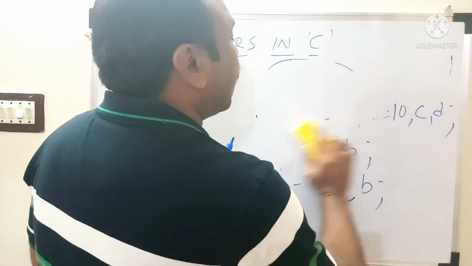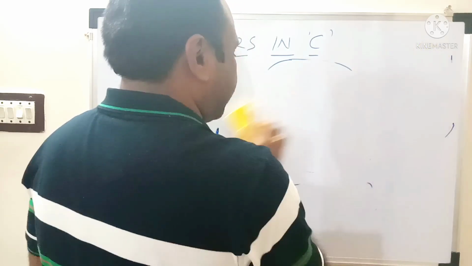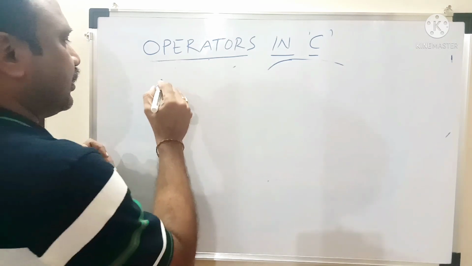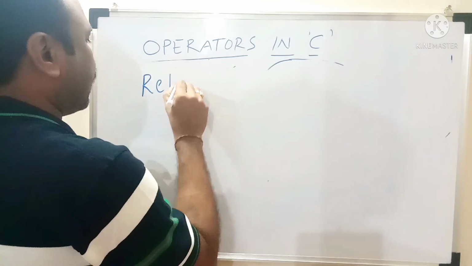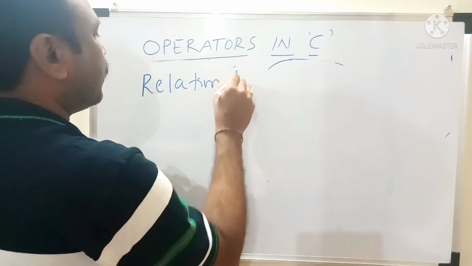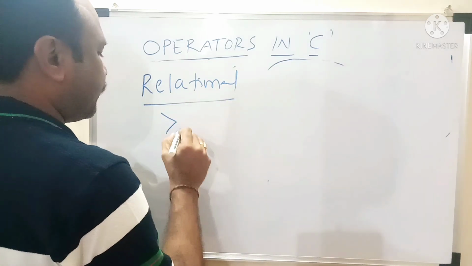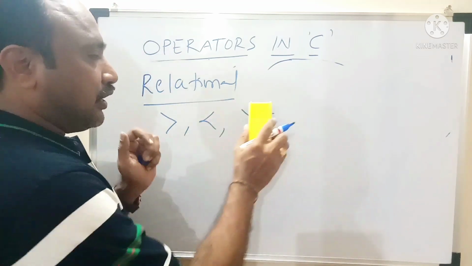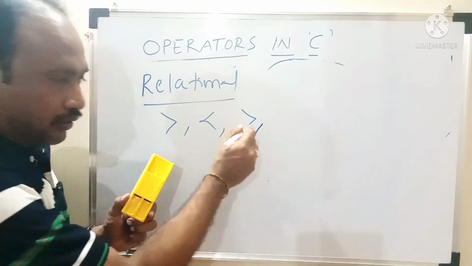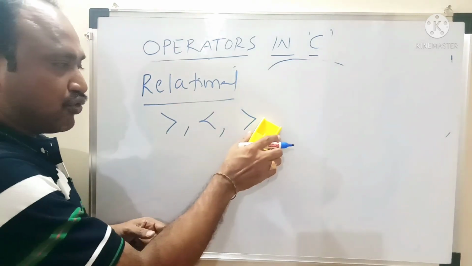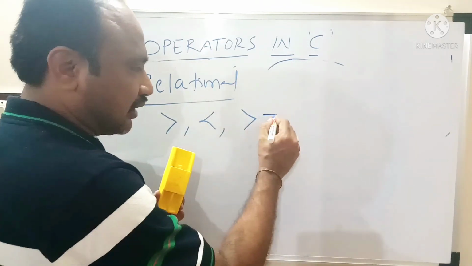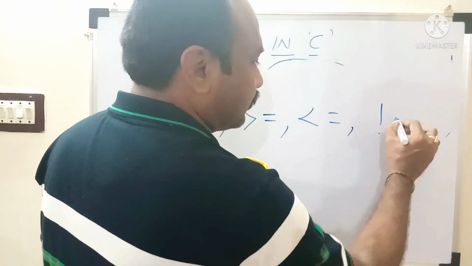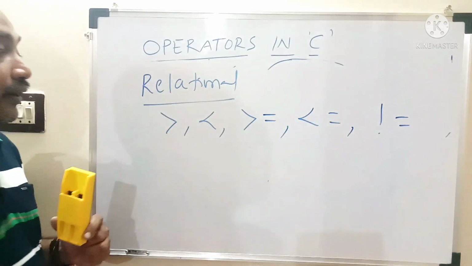This is regarding arithmetic operators. Second one is relational operators. Greater than, less than, greater than or equal to. In your mathematics, we will write like this, greater than or equal to. But in computer science we should not write like this. We have to write greater than or equal to, less than or equal to, not equal to, double equal to.